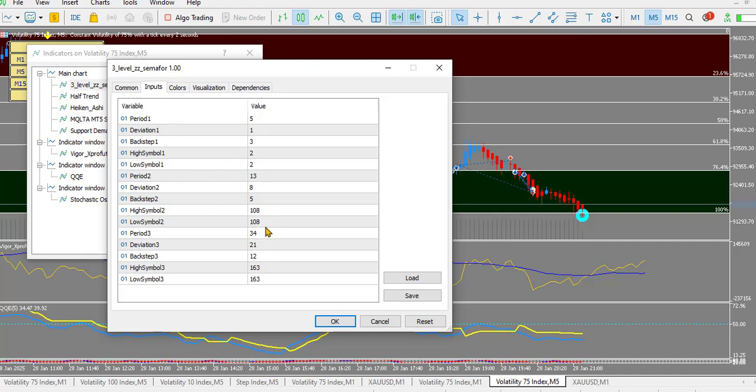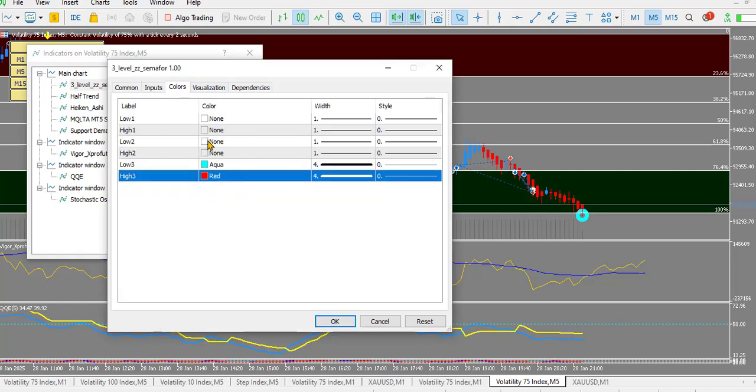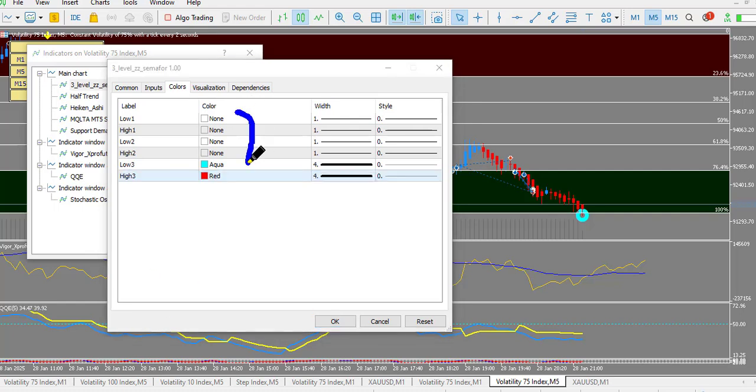Now these are the values for the semaphore indicator. Just make sure you enter it, and the color, this is where I turn all the other colors off. I do not need it. I only need the major ball here, the major turning, the reversal point, and that was why I turned the other colors off. If you need the other colors, you can turn them on. So make sure you set it up.